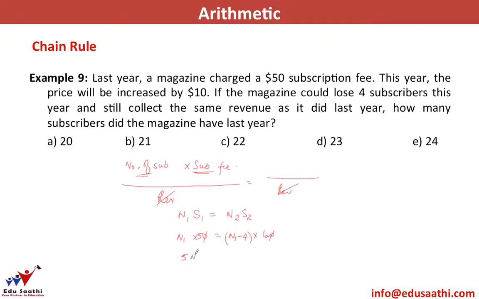So the equation that I get is 50N1 equals 60N1 minus 240, or 5N1 equals 6N1 minus 24. I can just solve this. If I take 24 here, 6 minus 5, the value of N1, that means the number of people subscribed in the first case, was 24, giving me option E as my correct answer.